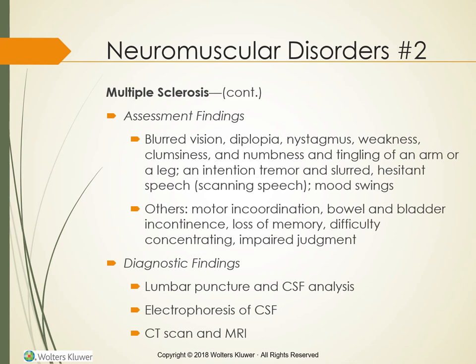There are serious issues with the following newer MS agents. Aubagio, or teriflunomide, can cause birth defects. Women should be tested for pregnancy before starting this drug and use effective birth control while taking the drug. Men whose partners plan to become pregnant should not use this drug either. Fingolimod, which is known as Gilenya, G-I-L-E-N-Y-A, may cause progressive multifocal leukoencephalopathy, which is a rare but serious brain infection.